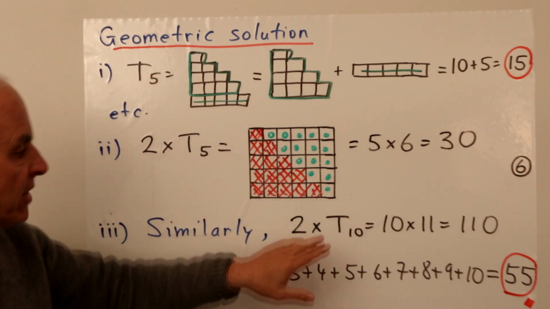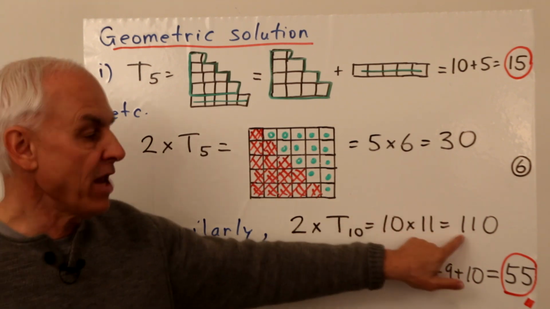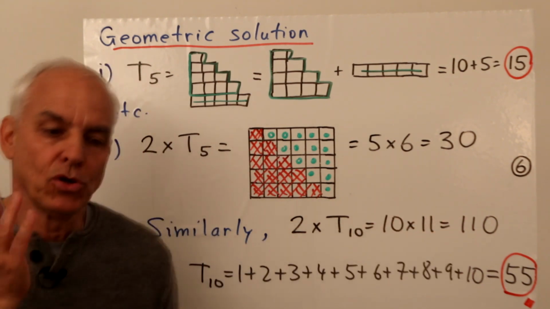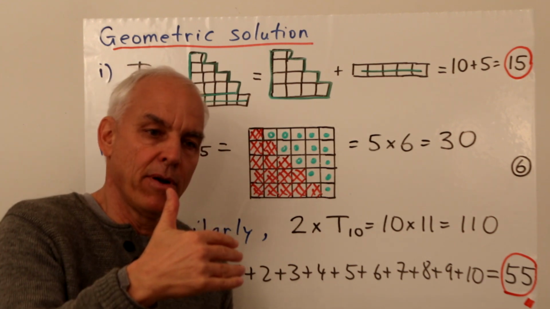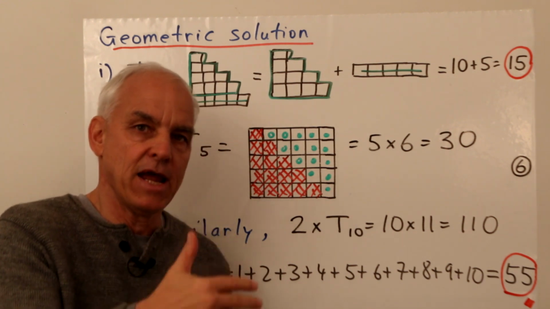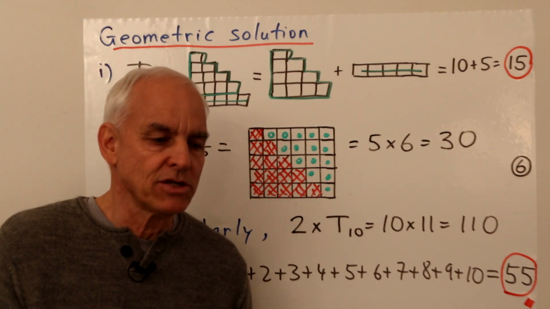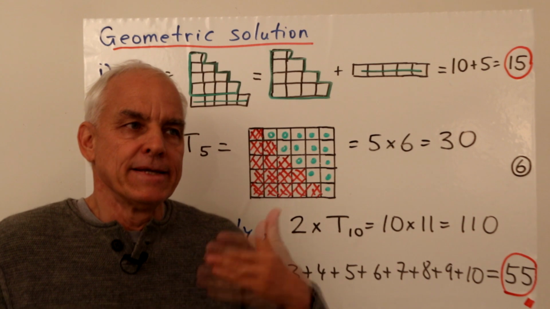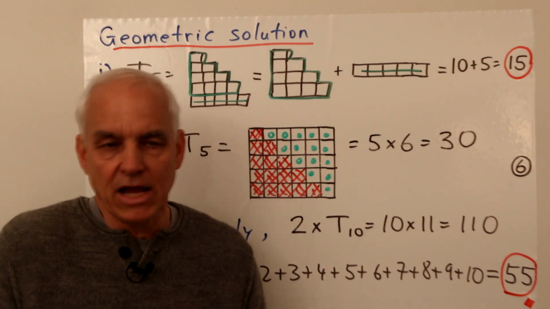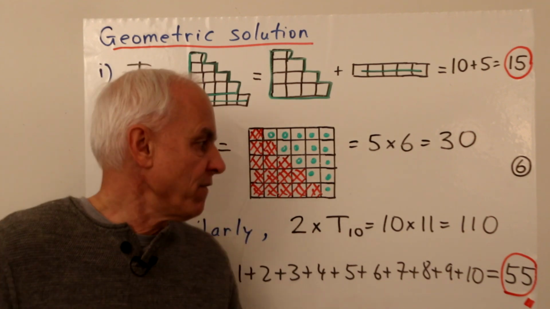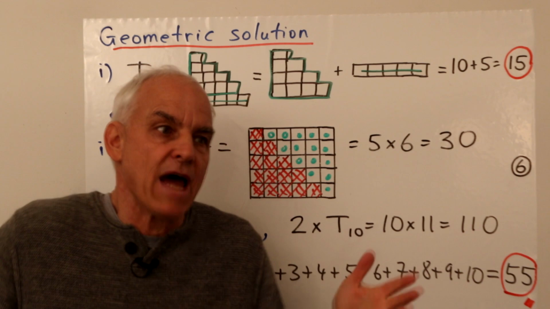We use the fact that 2 times t sub 10 is 110. So we're looking for a number so that twice that number is 110. Now we haven't done division yet, so I don't want you to say this in terms of division, or at least not very formally. You can say, okay, we need to take half of 110. We've talked about half before, informally. What's half of 110?